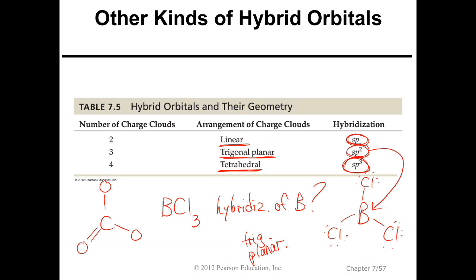Forgetting about all the extra dots, this is the carbonate, and that is trigonal planar. And so this carbon is sp2 hybridized.